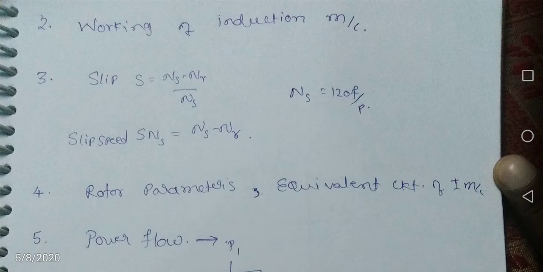So after working of induction machine, slip S equals (Ns minus Nr) by Ns, and slip speed S Ns equals Ns minus Nr, and Ns equals 120 f by P. And after that there are the rotor parameters. The rotor parameters are different at standstill condition and running condition, because the rotor frequencies are different at starting and running condition.